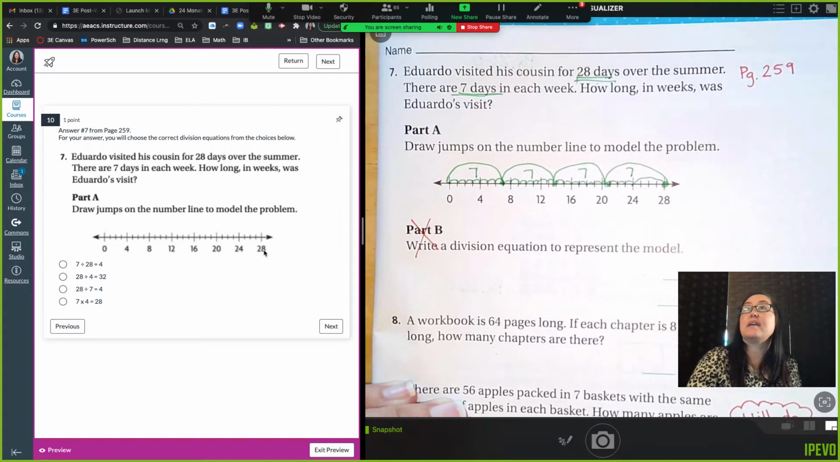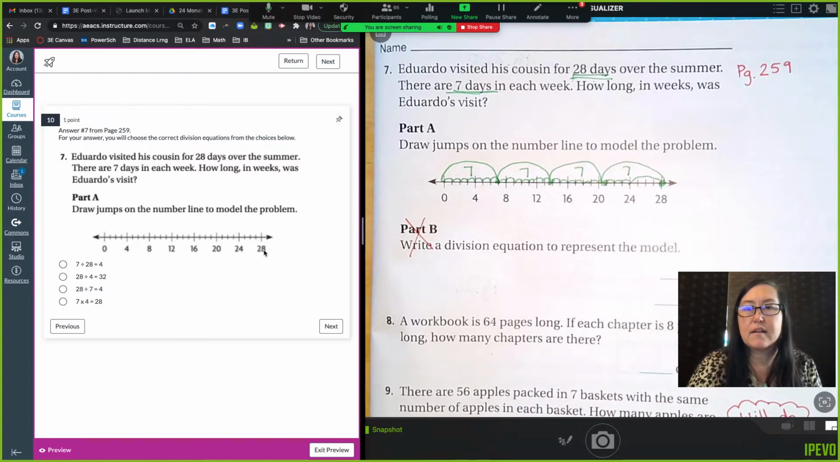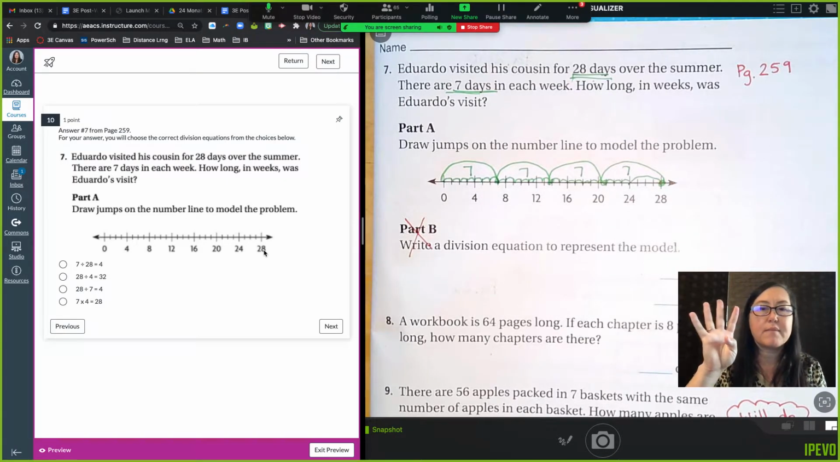So how many weeks was he there? You can show me with your fingers. How many weeks was he there? The 28 days broken into 7. Yep, Mylin's get it.